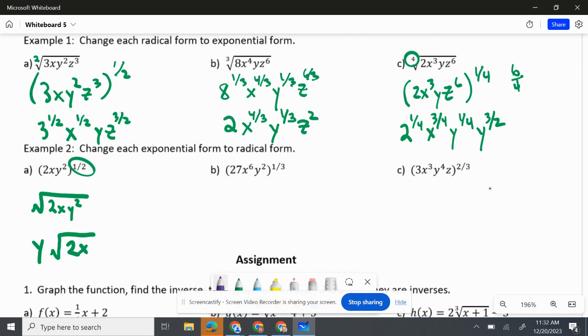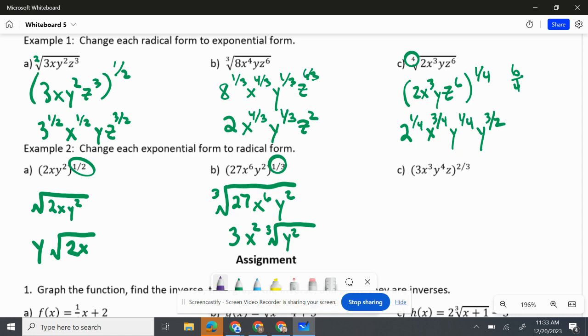For letter B, this is a 1/3, so what we're going to do is we're going to write a cube root. We have 27, x to the 6th, y to the 2nd. The cube root of 27 is 3. The cube root of x to the 6th would be x squared. And there is no cube root of y squared, so we keep that inside the cube root.